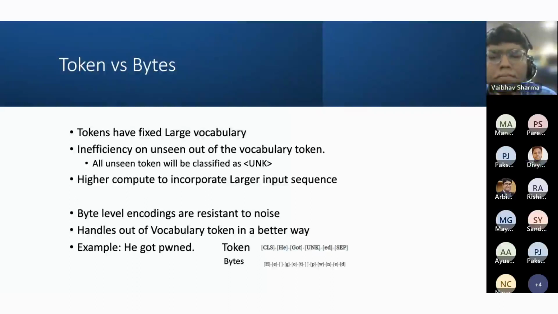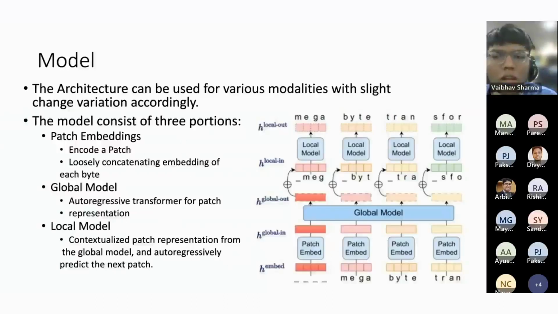It's still not very clear, but okay. Can we replace the tokenization with this model?